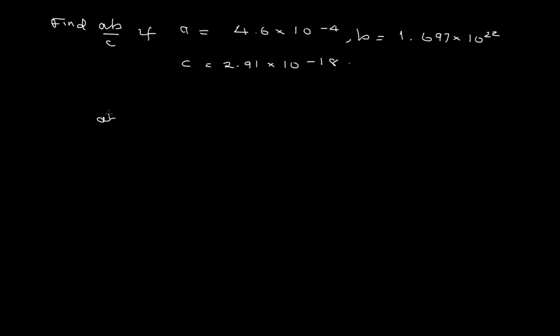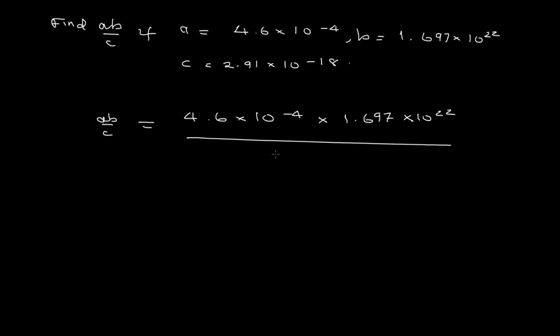Let's notice this is the expression, AB over C. We take A, put it where A is. We take B, and replace B in the equation with 1.697 times 10 to the 22. Then we put C equal to 2.91 times 10 to the power negative 18.